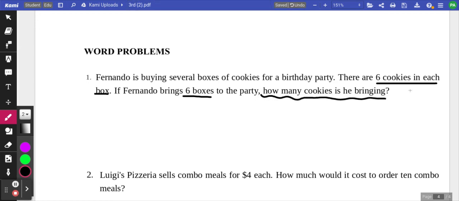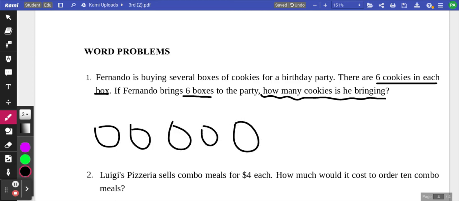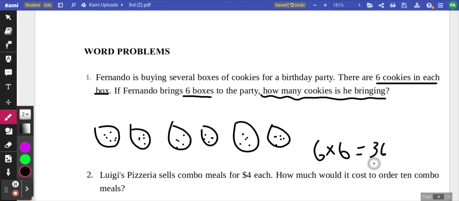Okay, perfect. So, he has 6 boxes, so you can definitely draw it out. 6 boxes: 1, 2, 3, 4, 5, 6. And you can draw a bunch of cookies, 6 in each box. But let's do it easier on ourselves and just simply multiply. So how many boxes? 6 times how many cookies? 6. And what is 6 times 6? Simply 36 cookies.